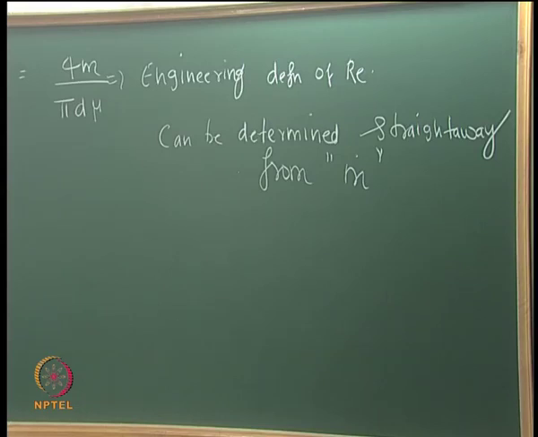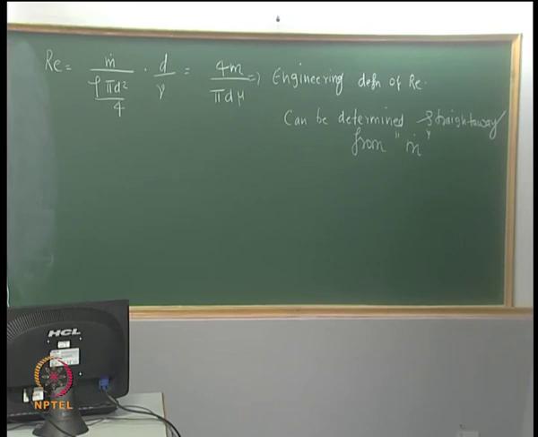However, you will get RG'd because unless you calculate the velocity, you won't know whether it is laminar or turbulent. Anyway, you are calculating the Reynolds number, so this 4m by pi d mu is basically used by practicing engineers. Okay, fine. What is the Reynolds number? 1.7 into 10 to the 5.